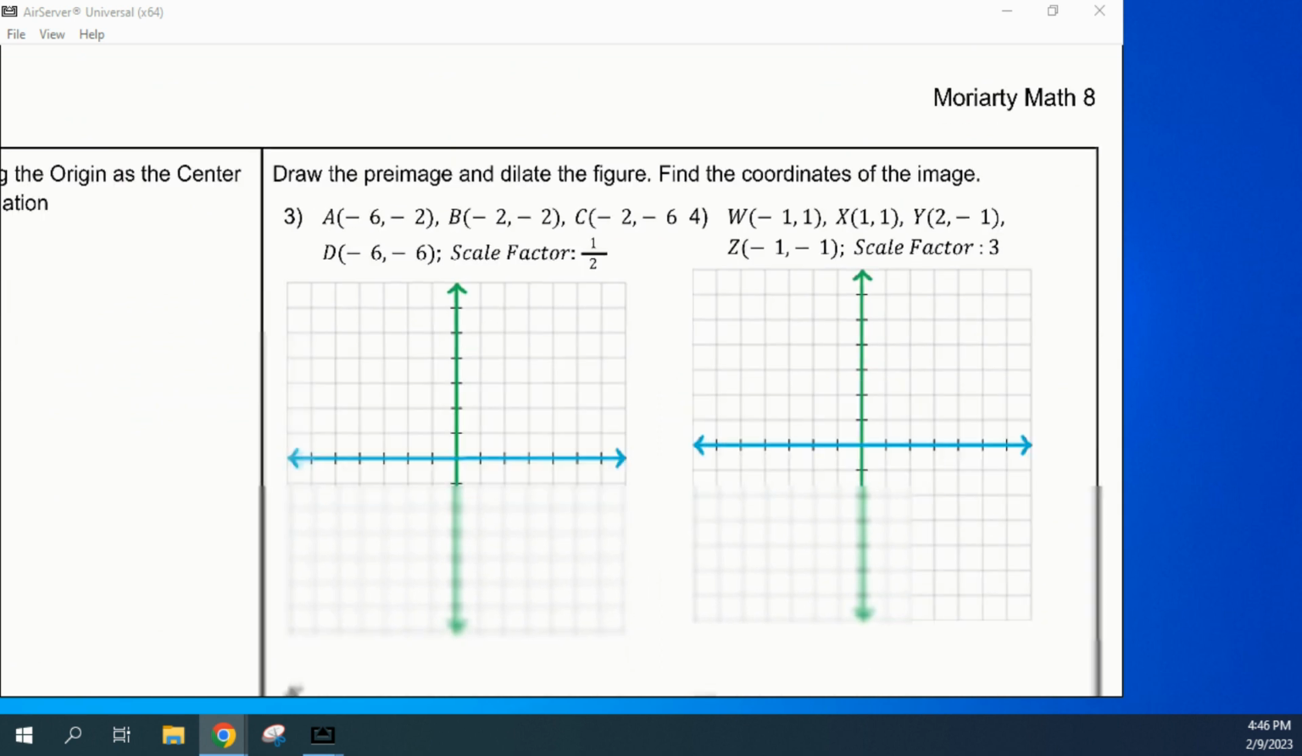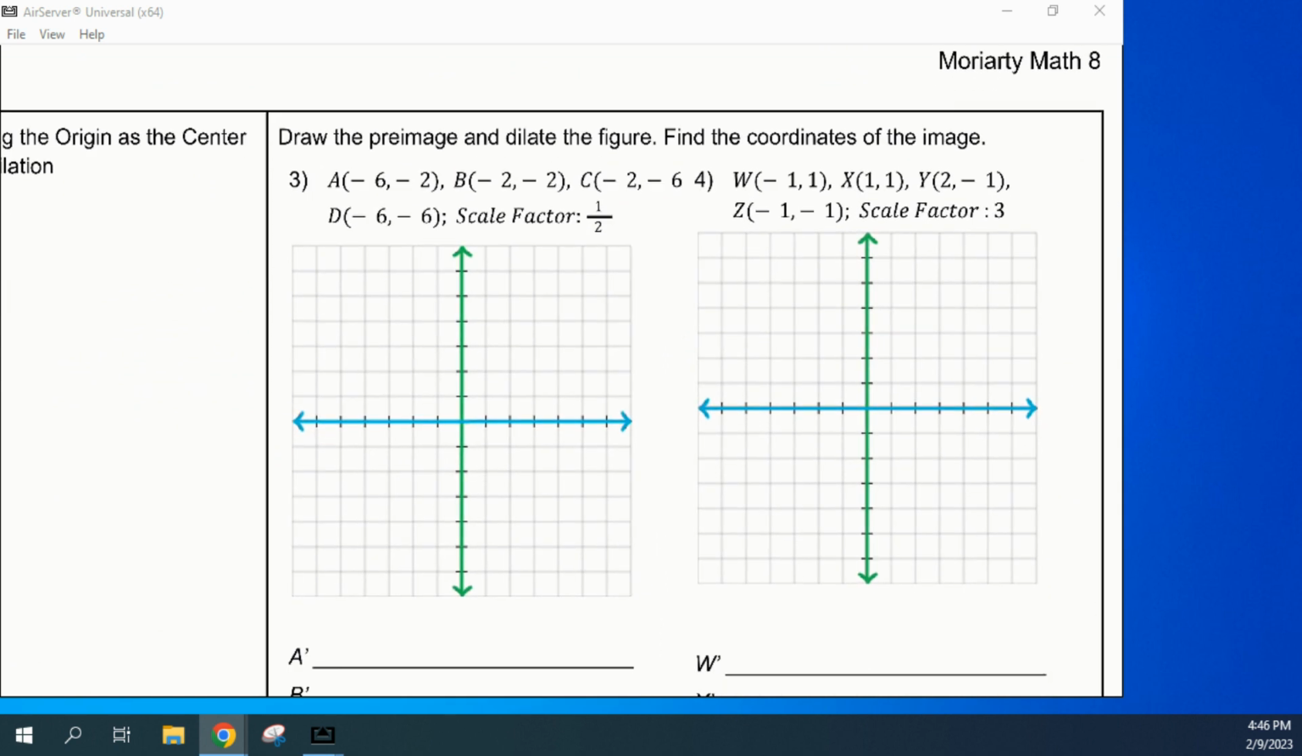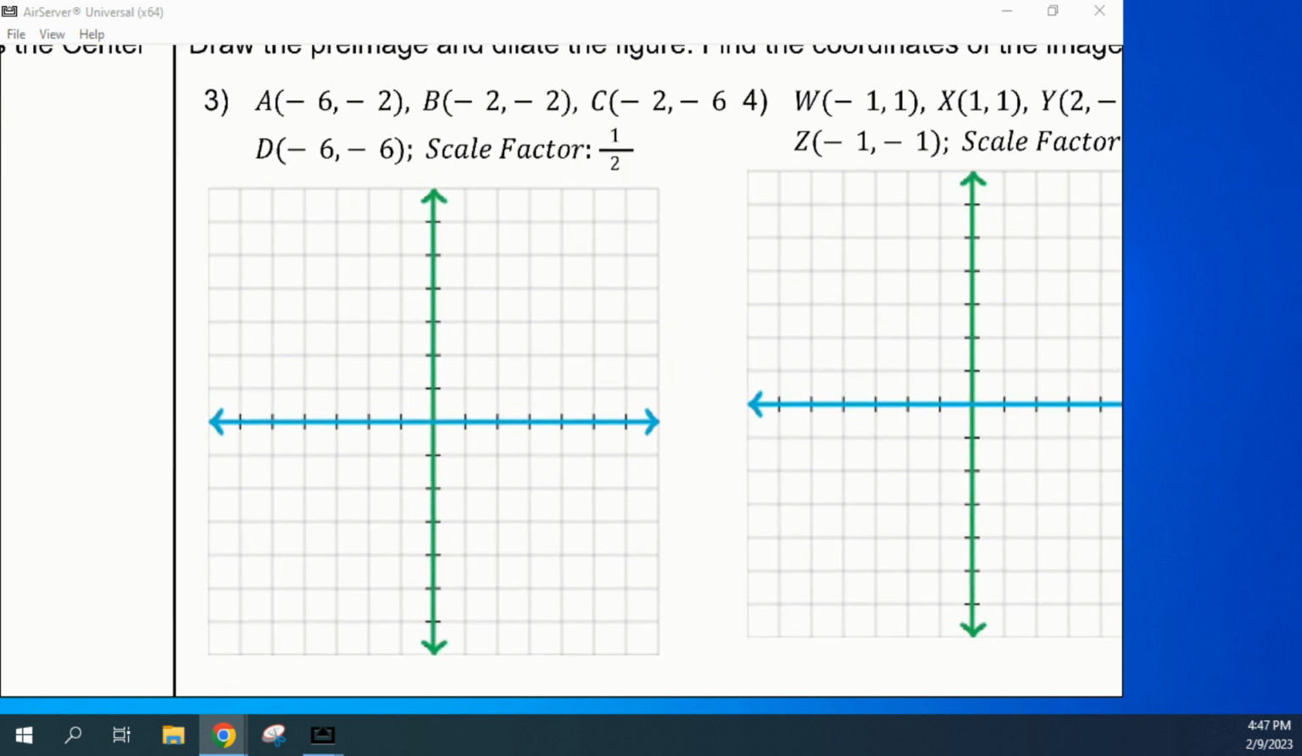So going to the back side, we are going to draw our pre-image and then dilate the figure. I'm going to do these first two, 3 and 4, and then I want you to do 5 and 6. So for 3, I'm going to draw my pre-image. A is going to be at -6, -2. Here's -6, -2. Name it A. B is -2, -2. C is at -2, -6.